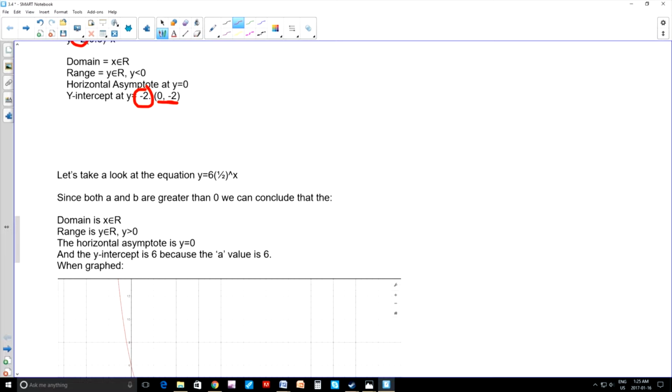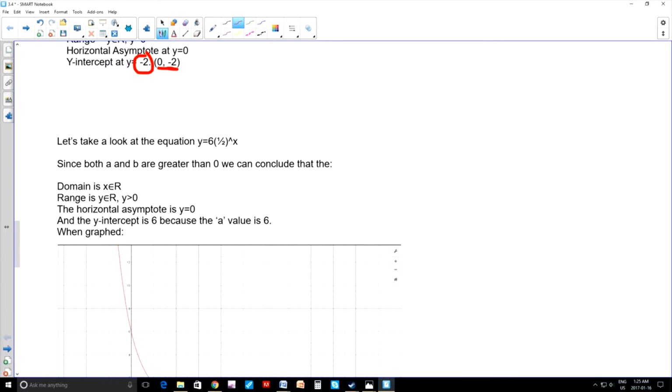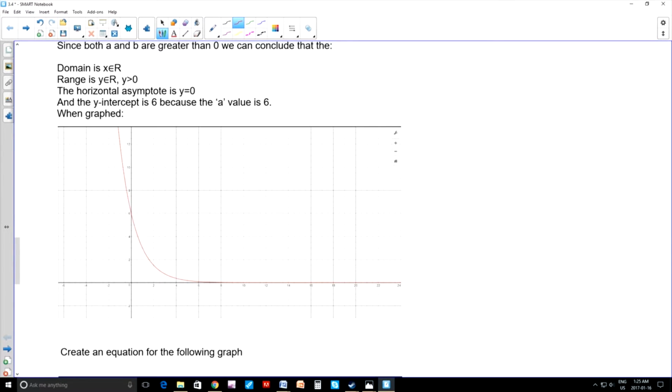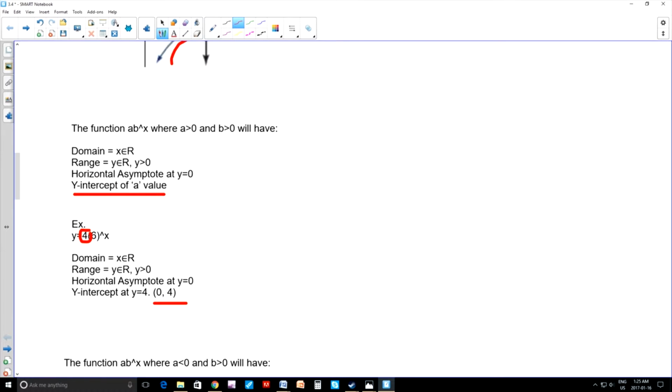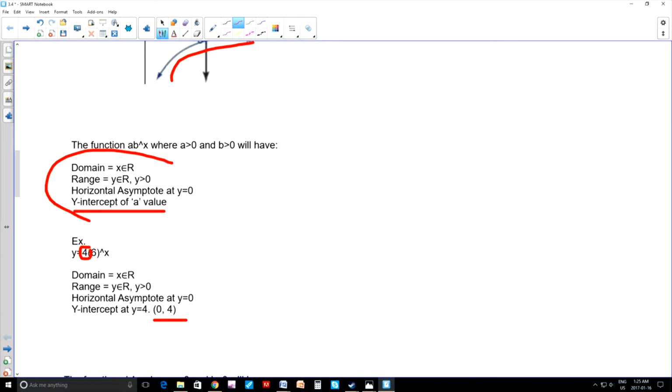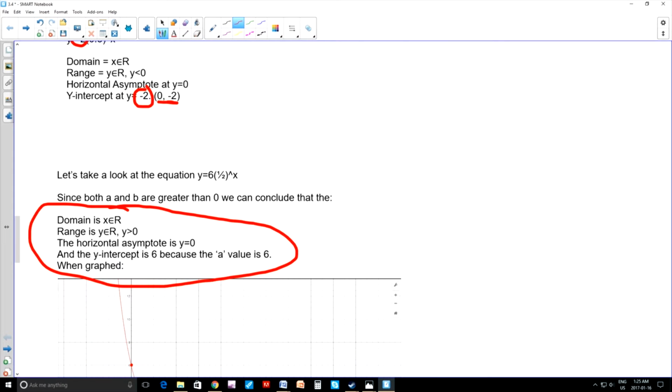So if you look at the equation y equals 6 times 1 over 2 to the power of x, since both a and b are greater than 0, we can conclude that the domain is x in R, range is y in R, y has to be greater than 0, the horizontal asymptote is y equals 0, and the y-intercept is 6, because the a value is 6. So when graphed, it'll look something like this. And here's the a value at 6. And you can see that although this line gets close to 0, it will never really touch it. The reason that we can conclude this is because a and b are greater than 0. And if we look up, our rule says that when a and b are greater than 0, these will be the properties, which are the exact same as over here.